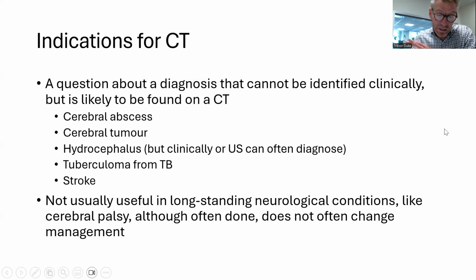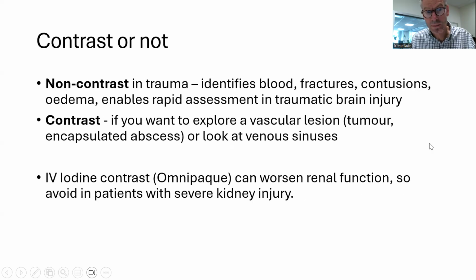So again, the history is the most important part: the history of how long the child's been not developing well, or been losing their milestones, or has been neurologically abnormal, or having seizures, whatever. The history of the duration becomes very important.